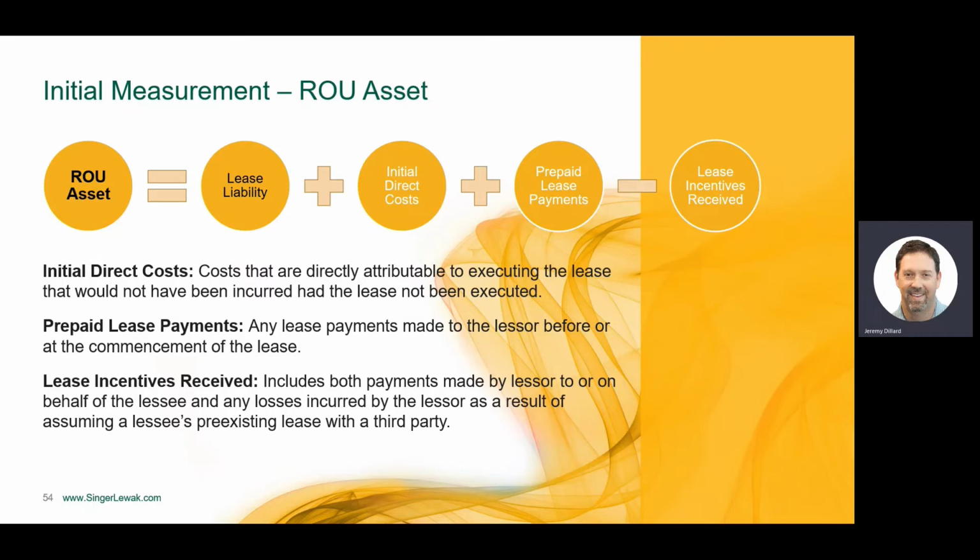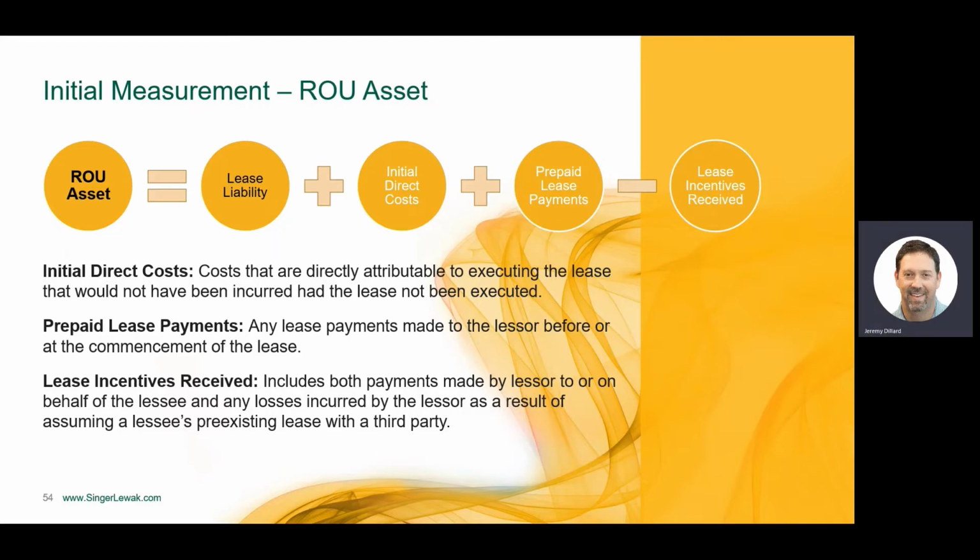So do not include any attorney's fees that were incurred in negotiating the lease, as those were incurred regardless of whether the lease was ultimately signed. Examples of initial direct costs would be lease commissions or payments to an existing tenant to incentivize them to terminate the lease. Initial direct costs do not include general overhead, advertising, or even allocating a portion of the salaries for the employees involved in negotiating the lease.